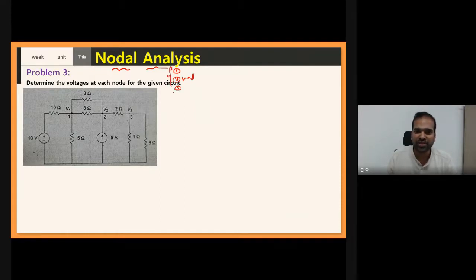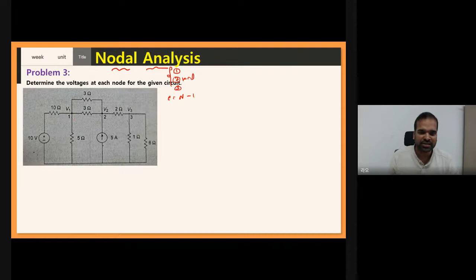Now, how many equations will you get? The number of equations is equal to the number of nodes minus 1. So if you have 3 nodes, 3 minus 1, you will get 2 equations, and that means you will find 2 node voltages, V1 and V2, by using Cramer's rule.